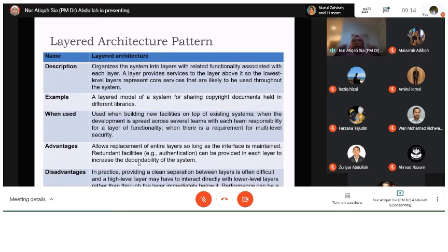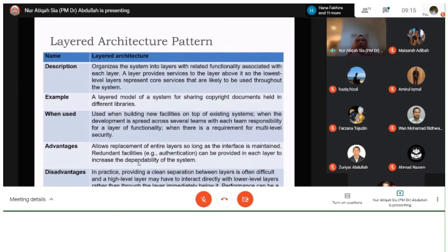So actually you organize it into layers. A layer provides service to the layer above it, so that the lowest level of layers represents the core services. The outside layer handles the user interface, very common things like authentication and so on. But the core business will be in layer 3 or layer 4. Usually layer number 3 or 4 is the core business, the core services. Later we will look at the examples.